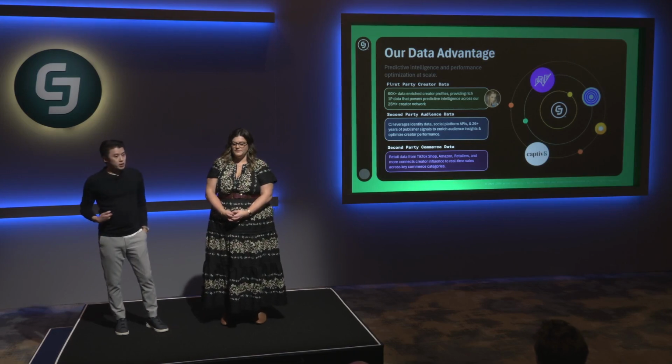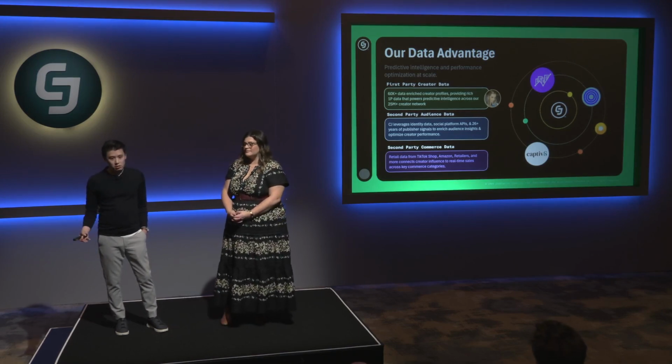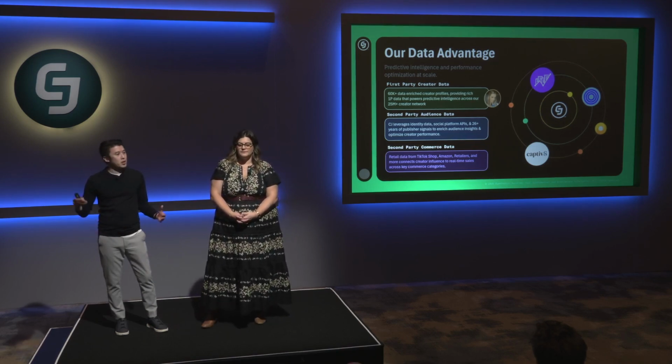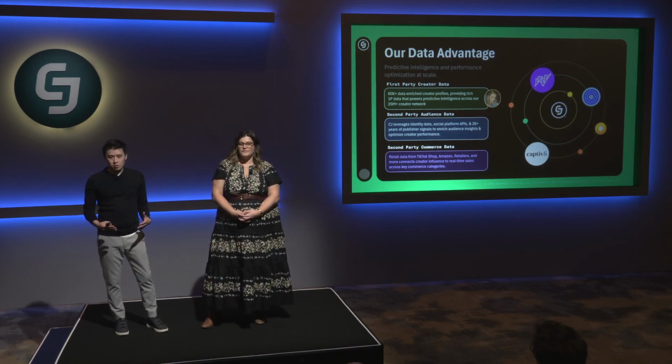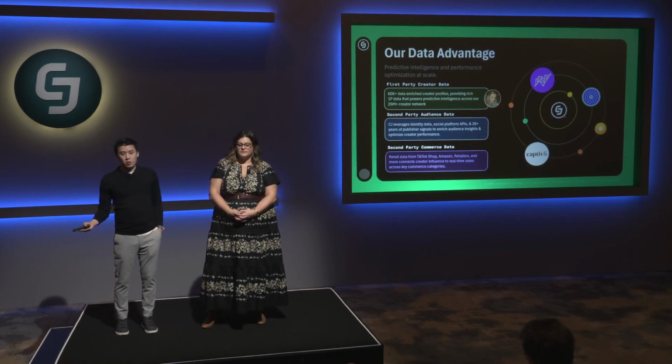And so our data advantage comes in also, I think, as the keynote said today, which was the power of one. How are we really utilizing who we are as CJ, as well as Epsilon, Publicis Groupe, and all of our sister networks to really power what we're doing? So the first is really through our first party data.